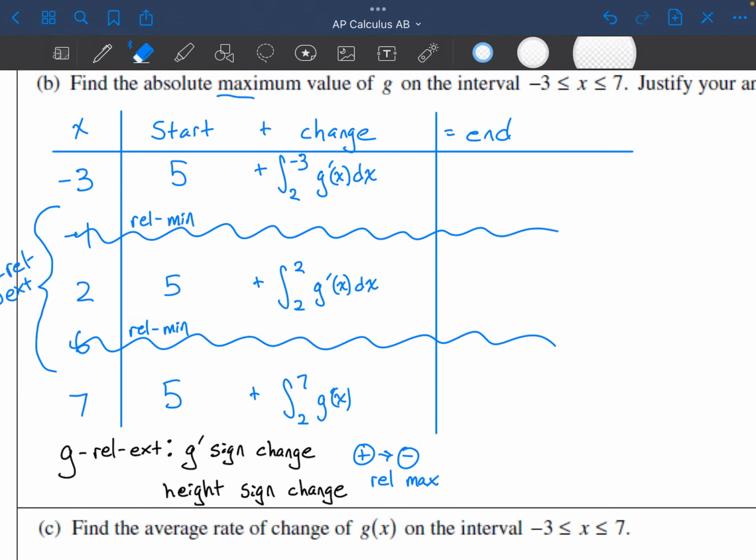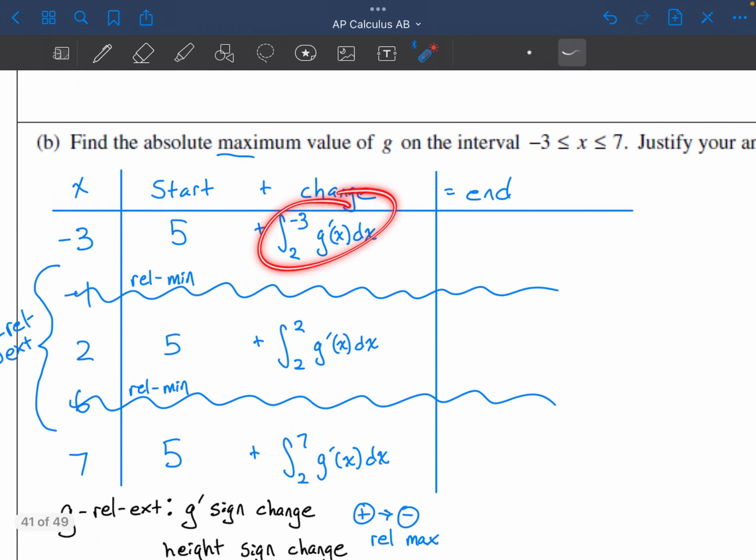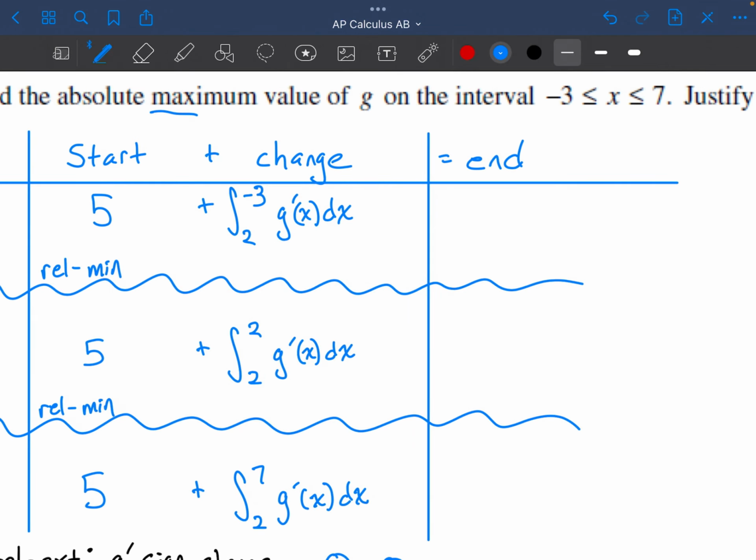Ooh, I do want it to look kind of nice. I would like to keep this as a key for the future. G prime of x dx. So as I said, this first value up here is backwards. It should go from -3 to 2, so these two need to be switched. And you're allowed to switch them if you do the following.